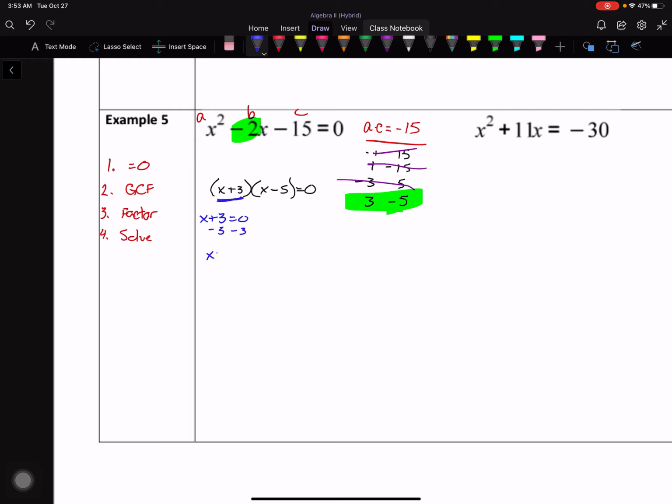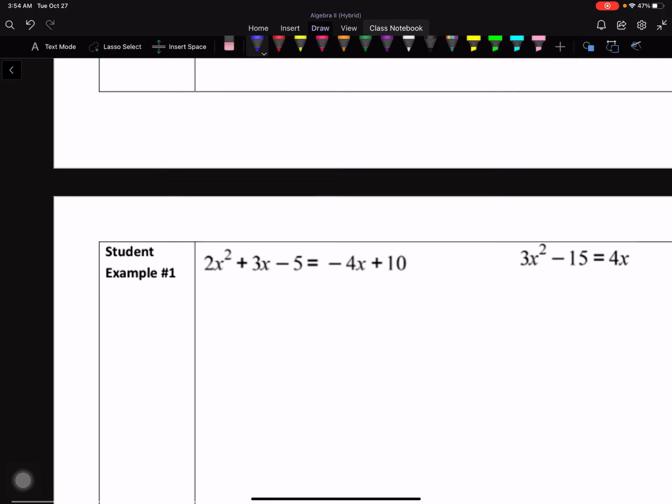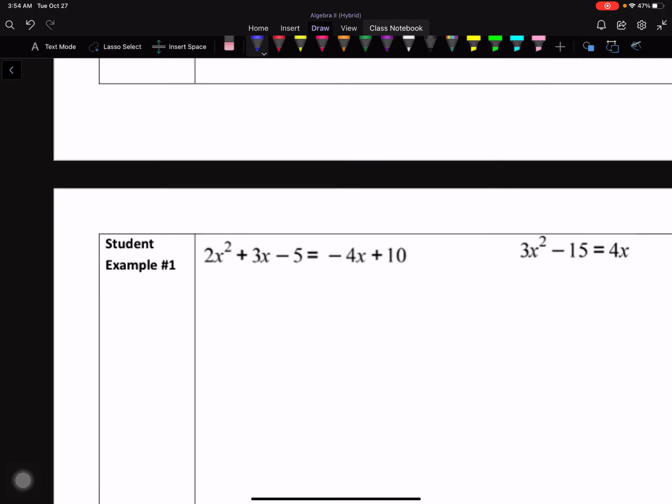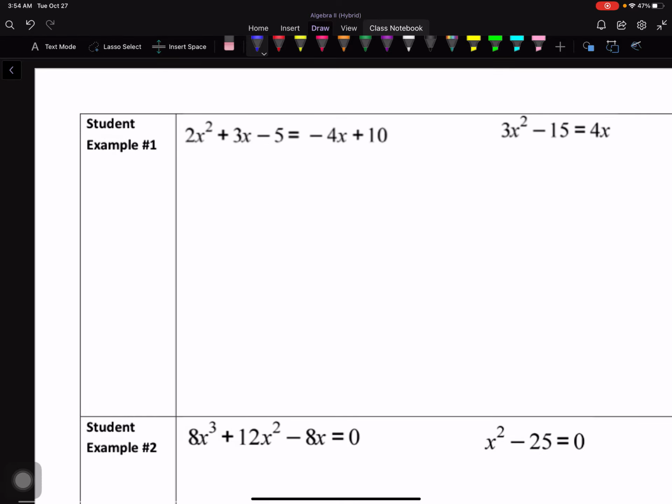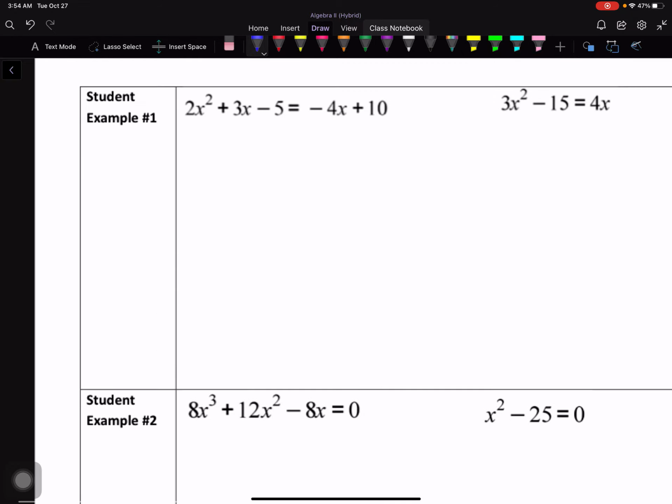Subtract 3, boom, found one answer. Then we take the second factor, x - 5, set it equal to 0, x equals 5. Boom, there you go. It's that easy. Let's try to find another one quickly. I'll do some from the student example here because I'm going to have you do work out of the workbook instead.